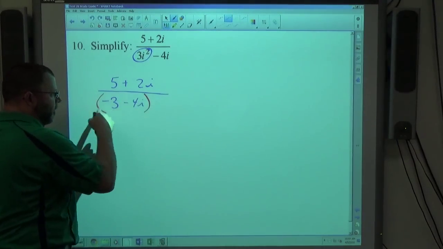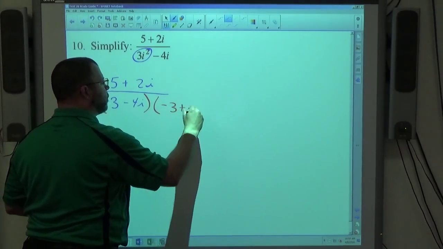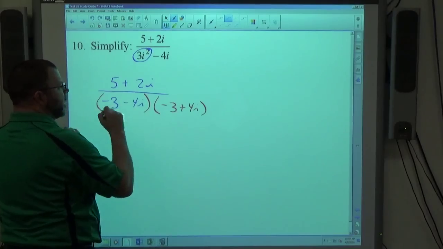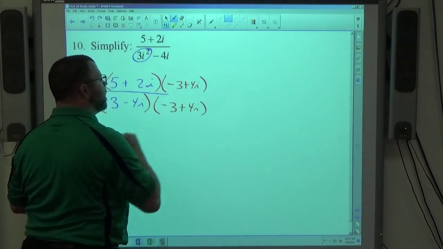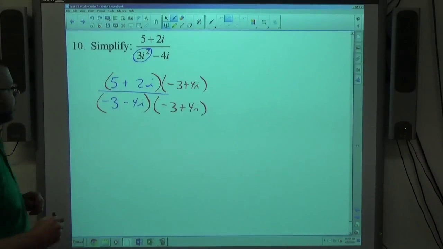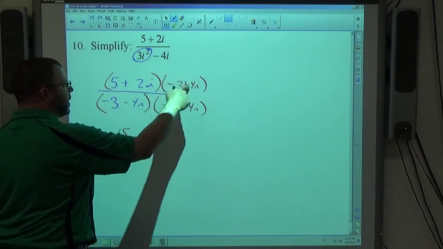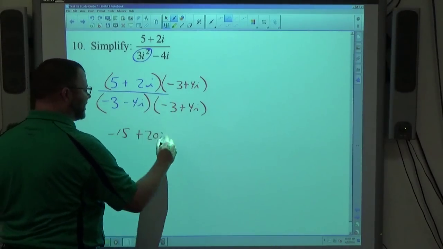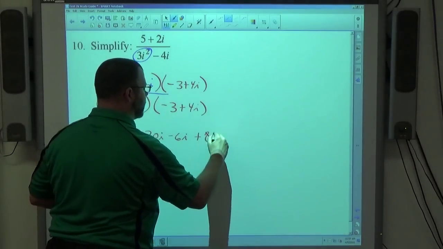So the complex conjugate of negative 3 minus 4i is negative 3 plus 4i. Same first object, opposite sign on the second object. And multiply the top also by negative 3 plus 4i. Then it's just FOIL on top. First times first is negative 15. Outside times outside is positive 20i. Inside times inside makes negative 6i. Last times last makes positive 8i squared.